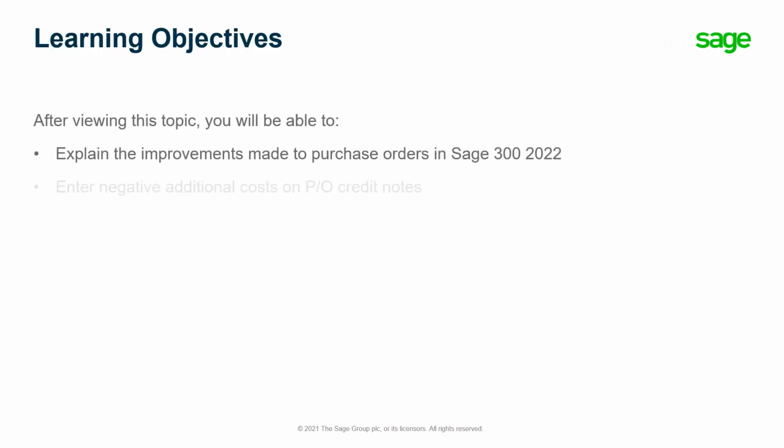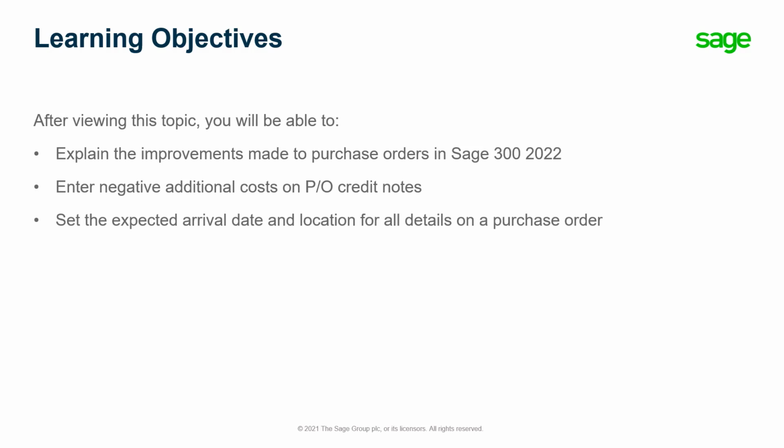Over the next few minutes, we will describe the improvements made to purchase orders in Sage 300 2022, and we will show you how to enter negative additional costs on PO credit notes and how to easily set the expected arrival date and location for all details on a purchase order.